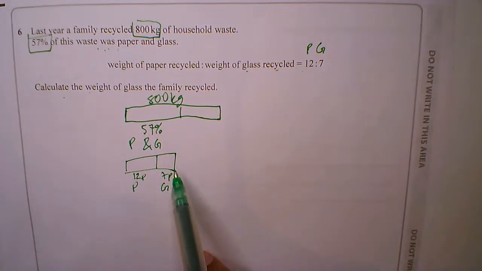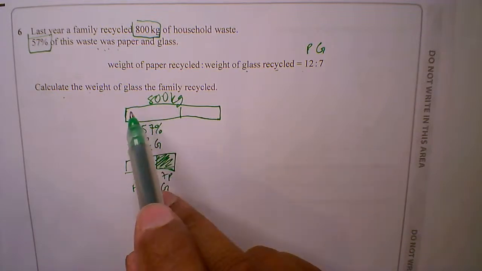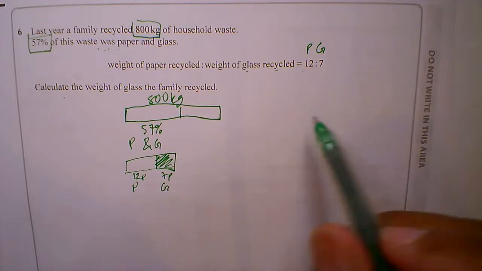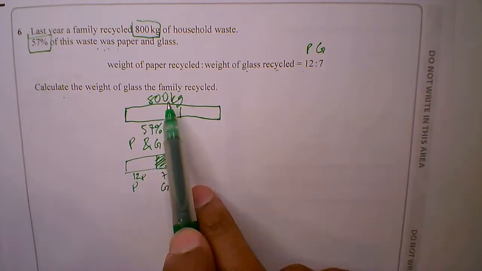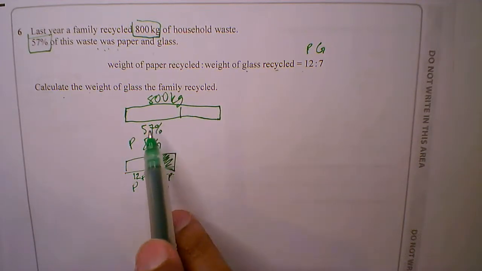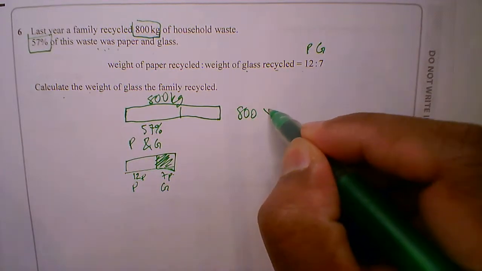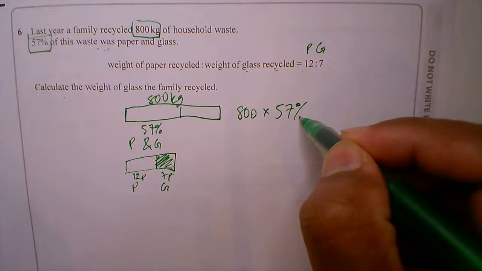So glass is this little portion. We've got this little portion out of all of that. So you can see it's going to be a small kind of percentage. So let's break this down. First of all, we need to find out what this is. So it's 57% of 800. So we can do 800 times by 57%.